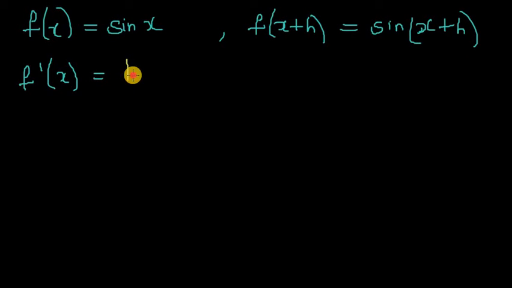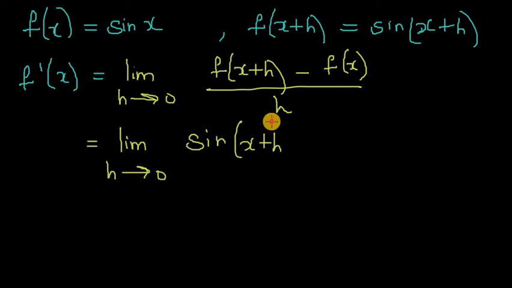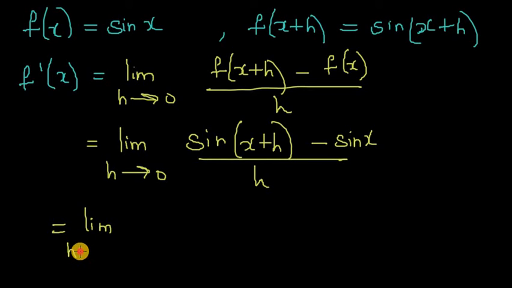So as per first principle, what is f dash of x? F dash of x equals limit h tending to 0 of f of x plus h minus f of x upon h, which is limit h tending to 0 of sin x plus h minus sin x, whole thing divided by h. If you look carefully in the numerator, you will see that we have something of the form sin c minus sin d. Instead of c, we have x plus h. Instead of d, we have x.